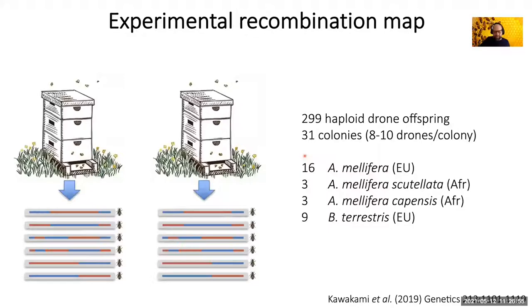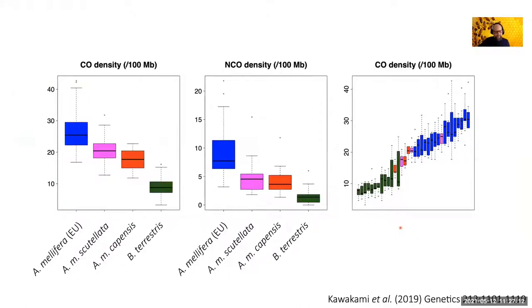And so what we did was to use this method to compare recombination rate variation in 31 different colonies that came both from different subspecies of Apis mellifera and from Bombus terrestris. Here you can see how recombination rate varies between these different groups. So you can see there's differences in recombination rate apparently between different subspecies of honeybee, and also in Bombus terrestris.